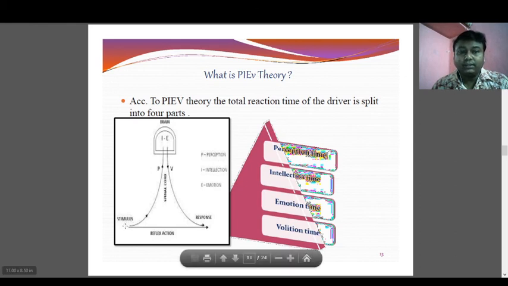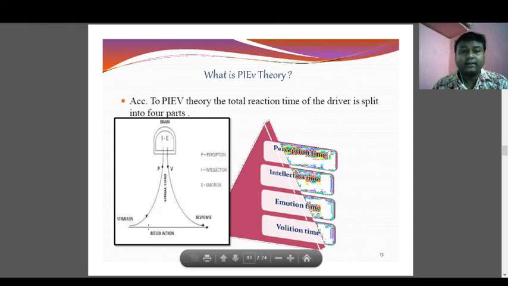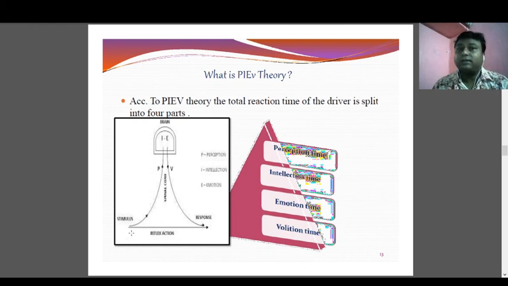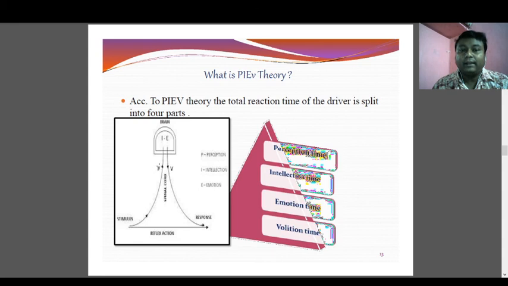So this one is P. This one is perception. Suppose there is an object there, and the driver sees it. This is the nervous system. The moment the person sees the object, a signal is sent from the eye through the nerves to the brain, and this is called perception. It means the driver has perceived that there is an object.